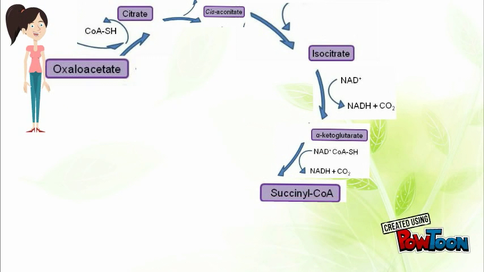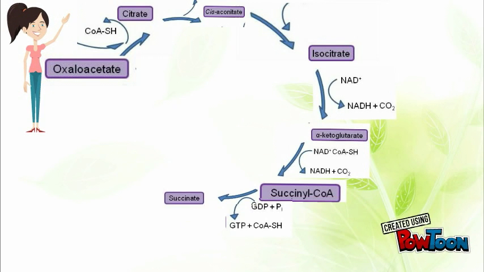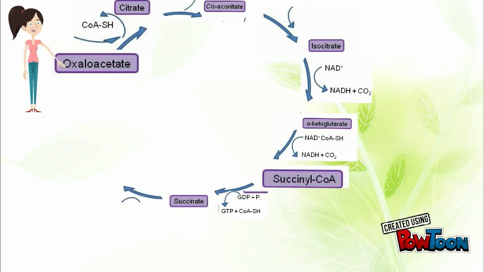Step 5. In step 5, the CoA of succinyl-CoA is replaced by a phosphate group, which is then transferred to GDP to make GTP. The 4-carbon molecule produced in this step is called succinate. Step 6. In step 6, succinate is oxidized, forming another 4-carbon molecule called fumarate. In this reaction, 2 hydrogen atoms, with their electrons, are transferred to FAD, producing FADH2.